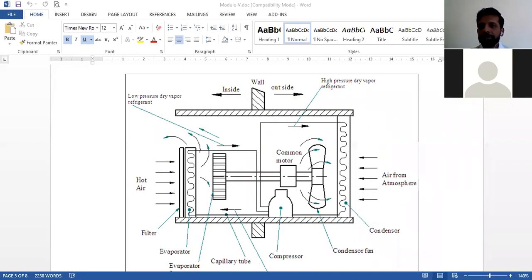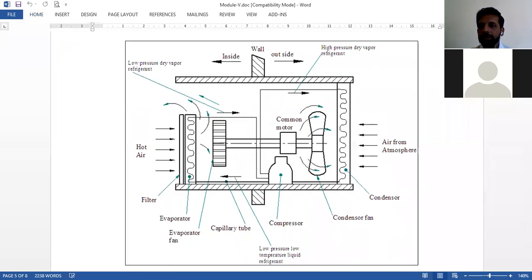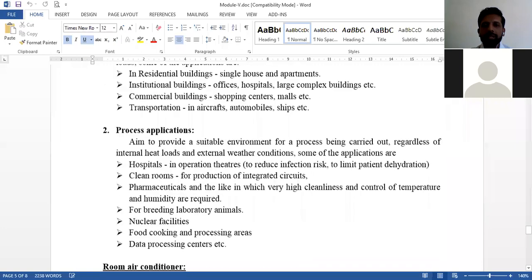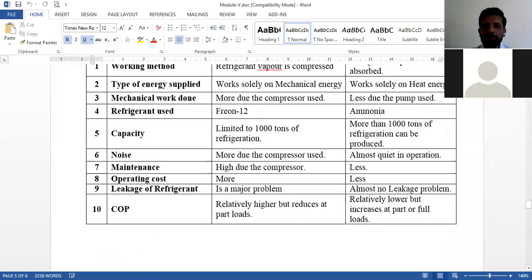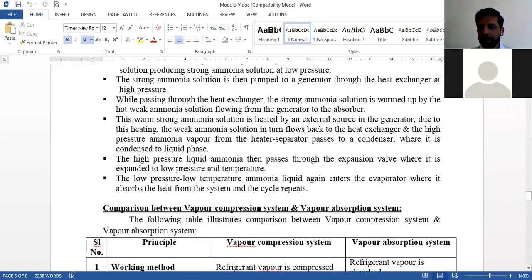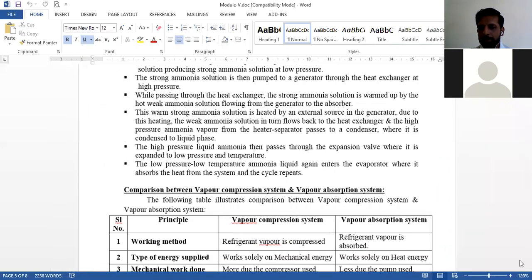So next we shall see the difference between vapor compression system and vapor absorption system.